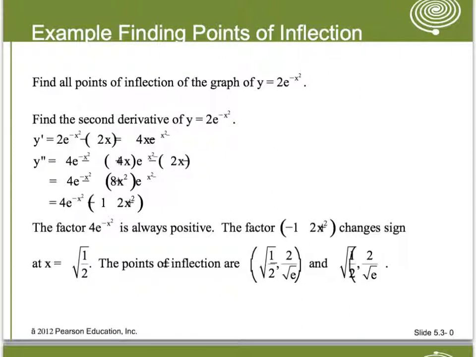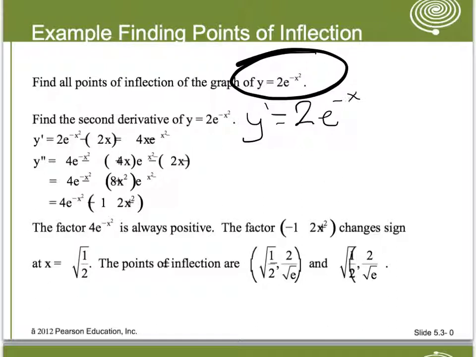So how do we find that point of inflection? Here is a function right here. We find its second derivative. In order to find the second derivative, we find the first derivative first. So first derivative would be 2e to the negative x squared times the derivative of negative x squared, so negative 2x. I'd probably rewrite that like negative 4xe to the negative x squared.